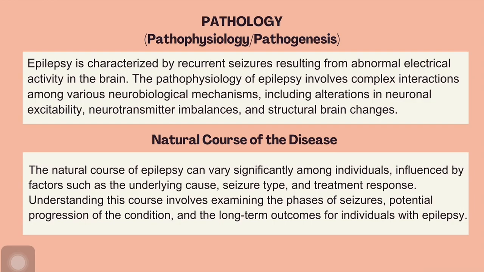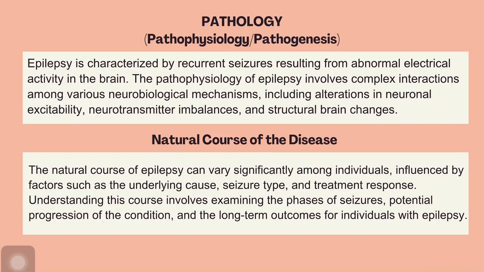For its pathology or pathophysiology, pathogenesis, epilepsy is characterized by recurrent seizures resulting from abnormal electrical activity in the brain. Epilepsy happens when unusual electrical activity in the brain leads to repeated seizures. This is caused by changes in how brain cells work, problems with brain chemicals, and sometimes changes in the brain structures.